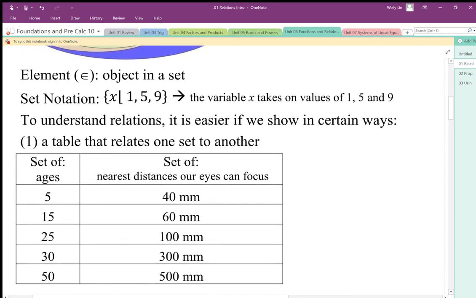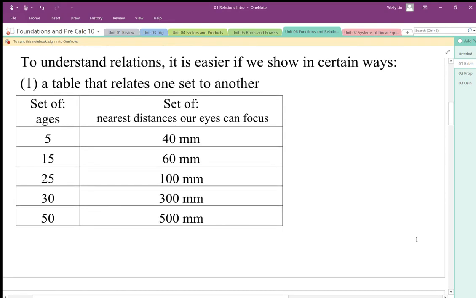So, to understand relationships, that's the main idea here. We want to know, what is a relationship? Okay, a relationship relates a set of one thing. So in this case, we have a set of ages, and it's going to relate it to a different set, the set of the distances our eyes can focus. Okay, so these are the two sets, and there is this relationship between the two sets.